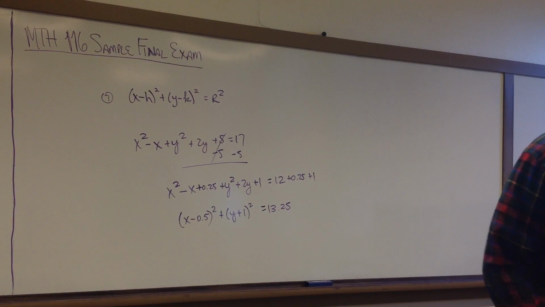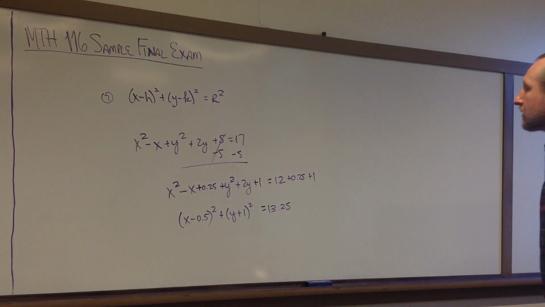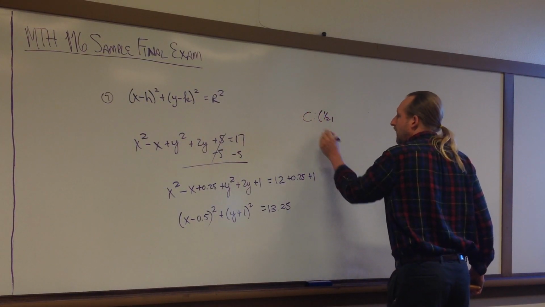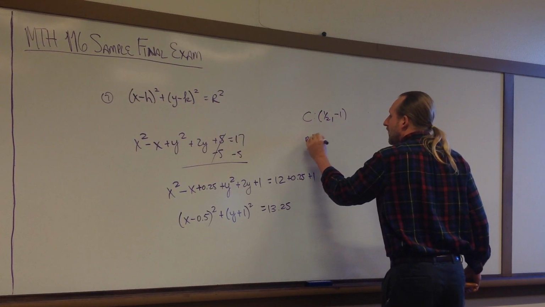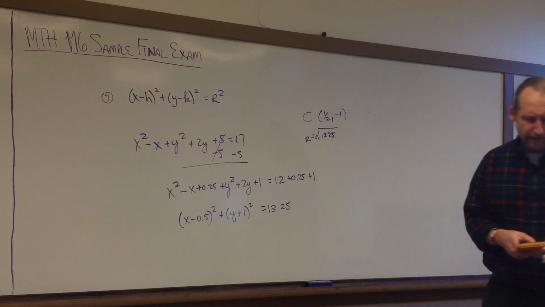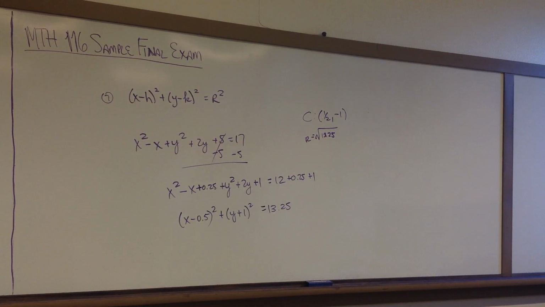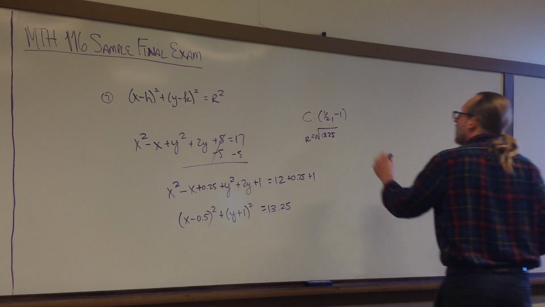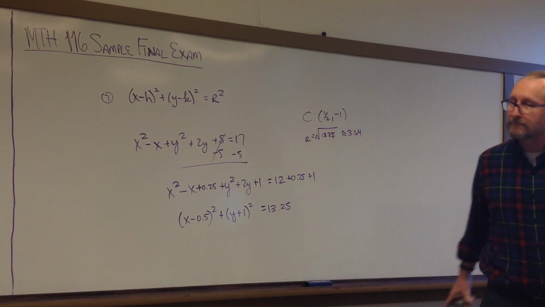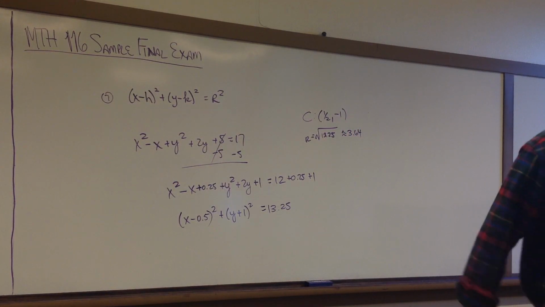And then we want to know what's the center and what's the radius. Okay, so the center of the circle is the point (1/2, -1). And our radius is whatever the square root of 13.25 is. Let's see if we can get a good approximation for that. 3.64. Okay. Now there's problem 7.